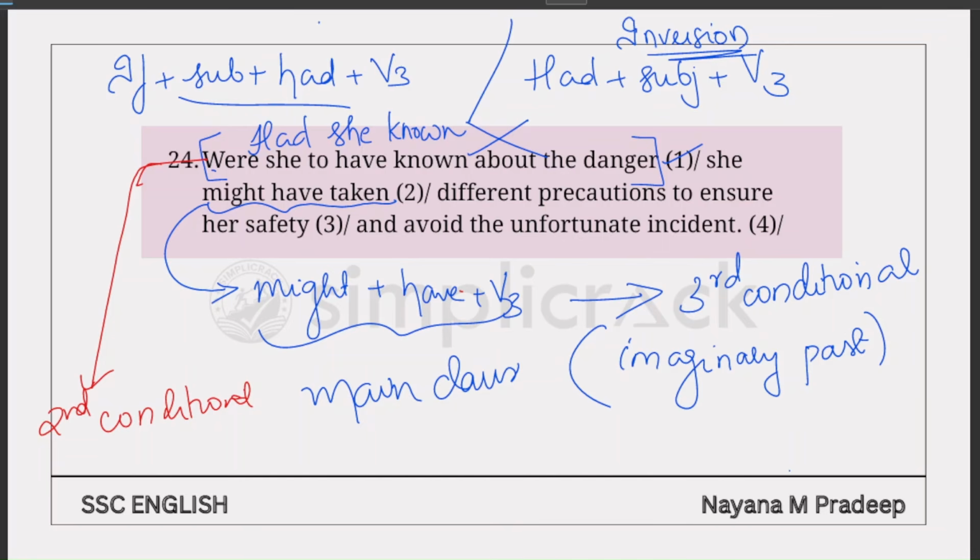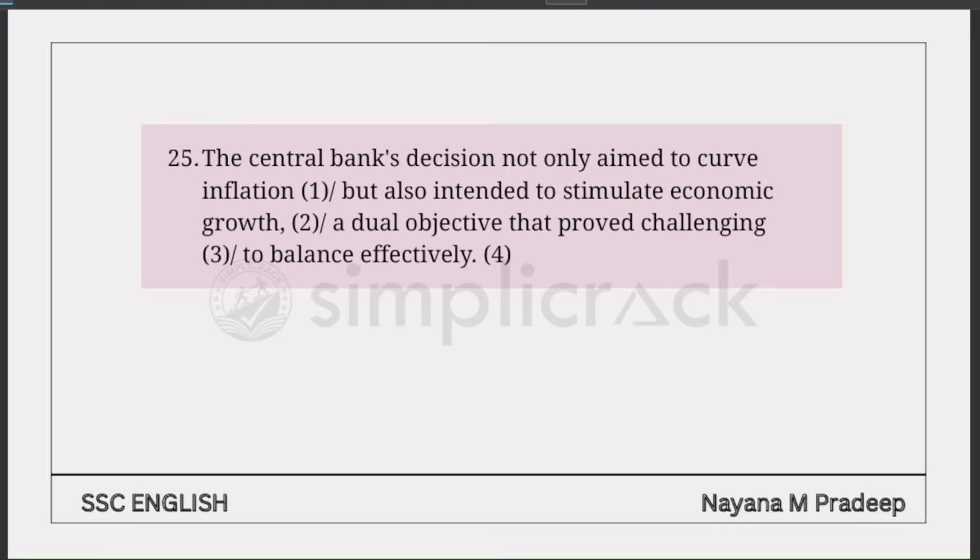The inverted structure of that is, were she to have known about the danger, or were I a bird, I would fly. Were we to win the lottery, we could travel. If I were to win the lottery, I could travel. Did you understand the difference? So in this particular sentence, the rest of the sentence talks about an imaginary past. So we know that we have to use it in the third conditional. So we replace the first part. Now, if the sentence was talking about something that is imaginary in the present or the future, then you had to change the main clause into the second conditional structure.